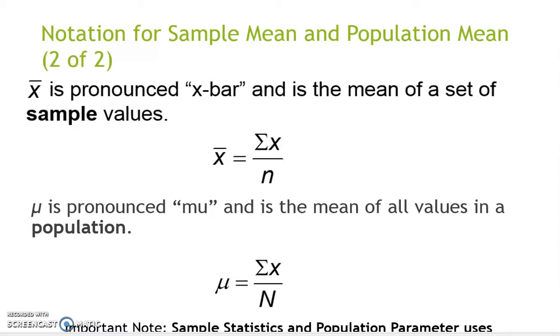Now let's introduce the notation for the mean. Again, we have two types of mean: the sample mean and the population mean. The sample mean is X bar. The population mean is mu.